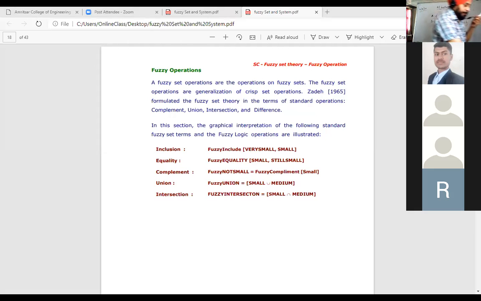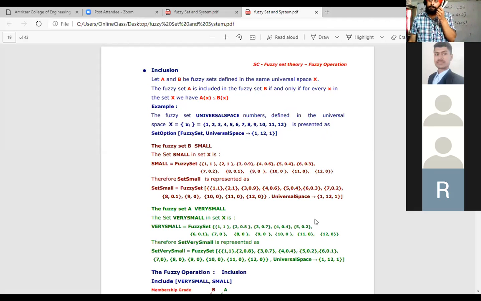Just see the example of inclusion. Just see the formula of the inclusion. First of all, what is the formula of the inclusion? Let A and B be the fuzzy sets defined in the same universal space X. So their universal space should be same. Then only you can do all these operations. Means if these sets are union compatible. Union compatible means if they have the same number of elements and their universal space is same, then only we can do these operations as in a classical set theory. So they should be union compatible.